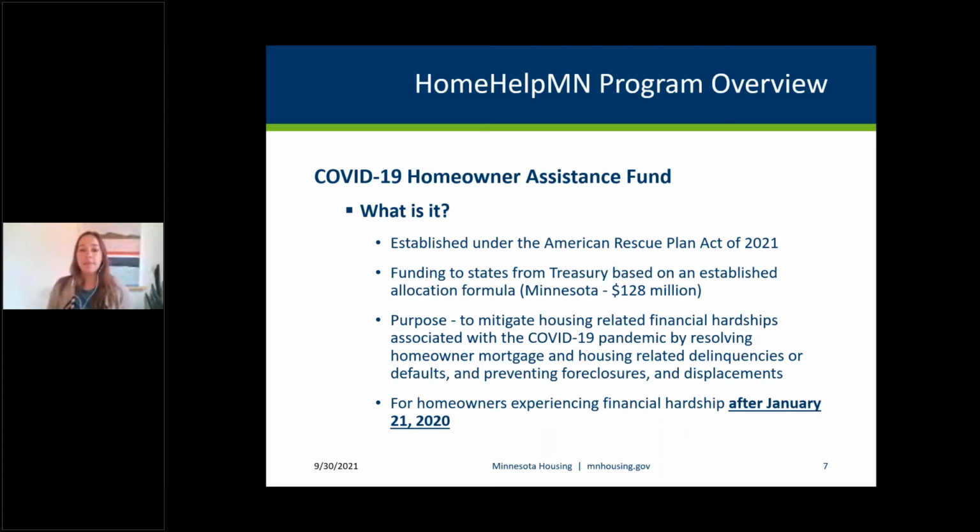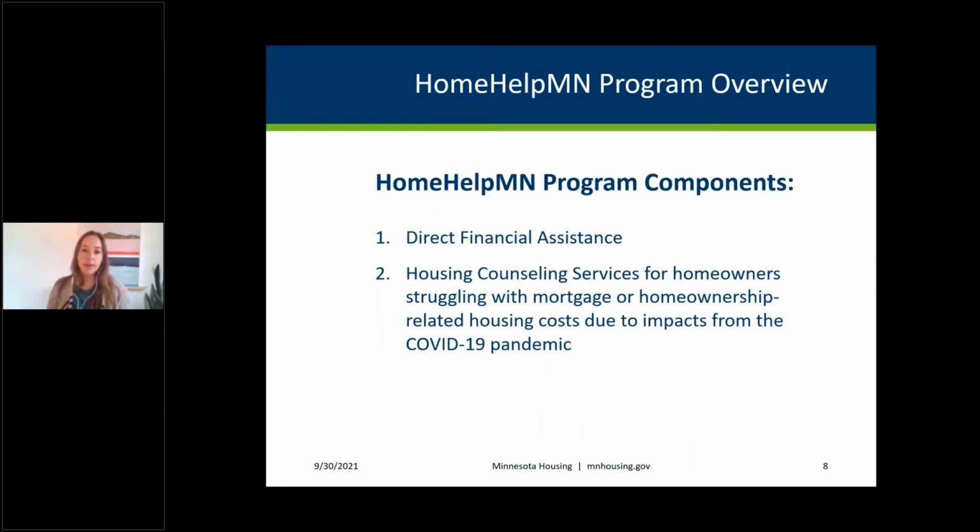And again, the clock starts after January 21, 2020. So homeowners have begun to experience that financial hardship. There's two components to the HomeHelpMN program. Again, it hasn't launched yet, but these are the two areas we're focusing on. One is direct financial assistance for different housing payments that will be defined. And two is the other significant piece, the housing counseling services. So those are for homeowners struggling with mortgage or homeownership related costs.